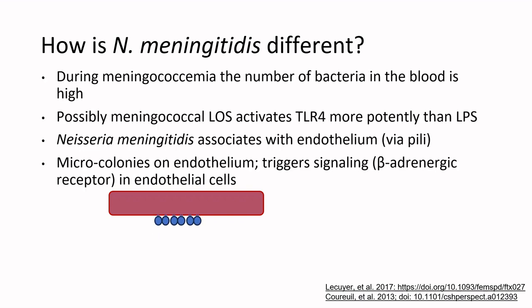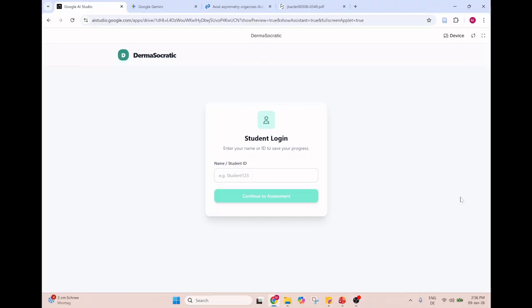So we have the formation of these microcolonies, and then this triggers signaling. The bacteria induce signaling in the endothelial cells via the beta-adrenergic receptor. Good. So before we end, as I said in the beginning, the main membrane is underneath these bacteria.